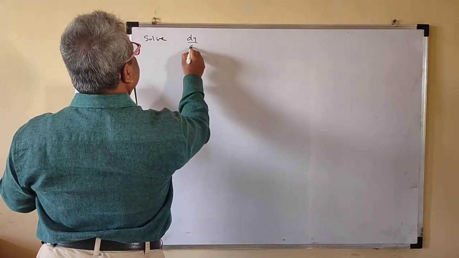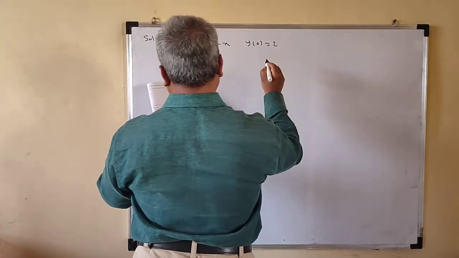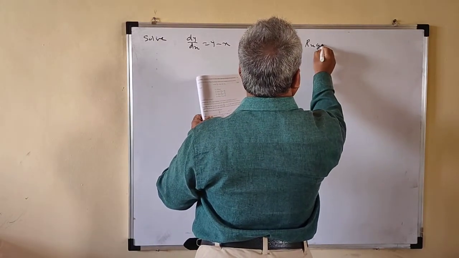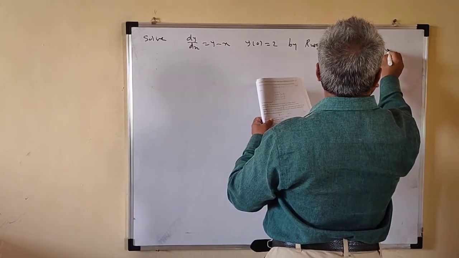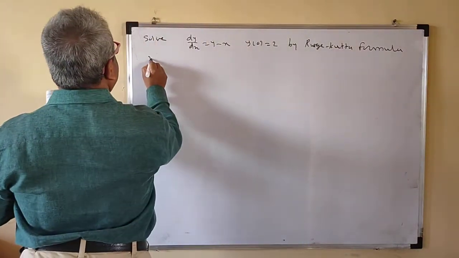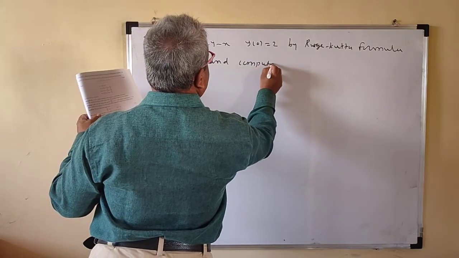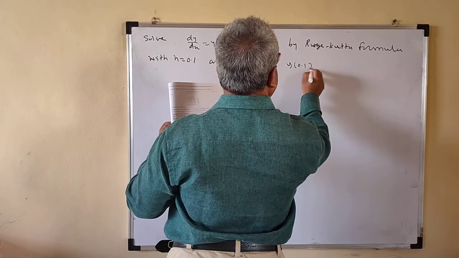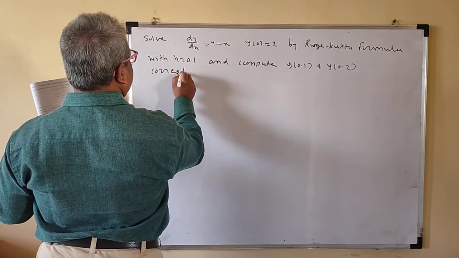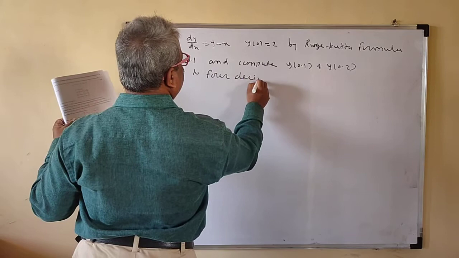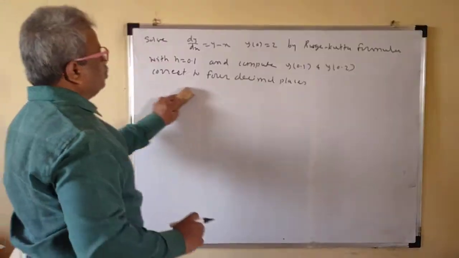Solve dy by dx equals y minus x, y of 0 is equal to 2, by the Runge Kutta formula with h is equal to 0.1, and compute y of 0.1 and y of 0.2 correct to 4 decimal places. Okay, solution.